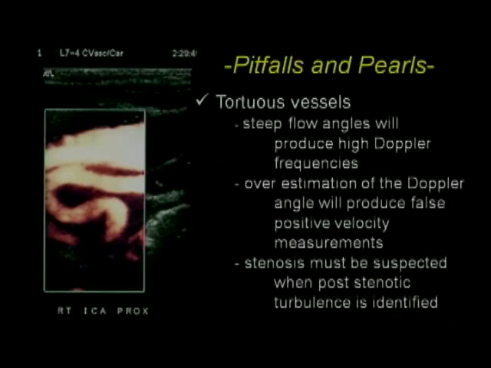We often will see these S-shaped tortuosities, and again, I would caution you to be careful because you can have steep flow angles that will produce higher Doppler frequencies. Often this will result in overestimation of the Doppler angle, which will give you falsely elevated velocity measurements. What we do in our laboratory is just simply use a 0-degree angle and slowly step through this area, looking for focal areas of elevated velocity. Where we see those, you should be suspicious that there's something going on.